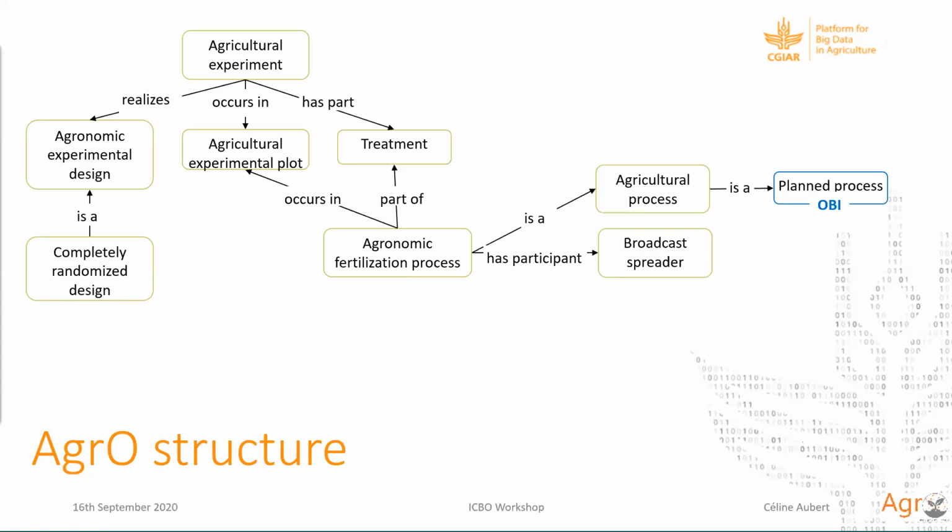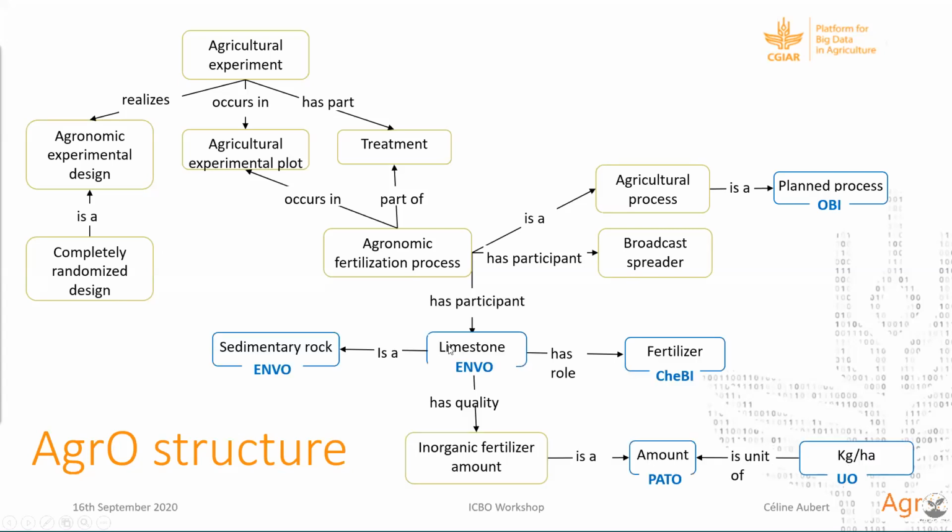And this process has participants. Here it's the implement or the tool, a broadcast spreader. And also this process is applying some inputs. Here it's limestone. And you can see that this term is not from the Agronomy Ontology, it's coming from ENVO. And what is important to know in this process is how much limestone we need to add.